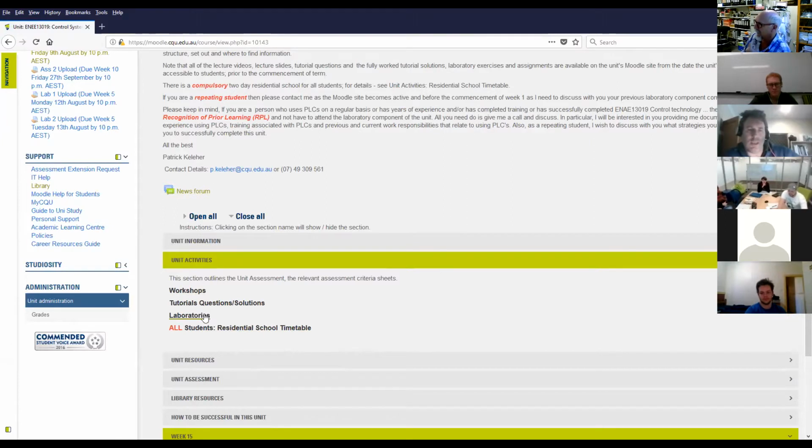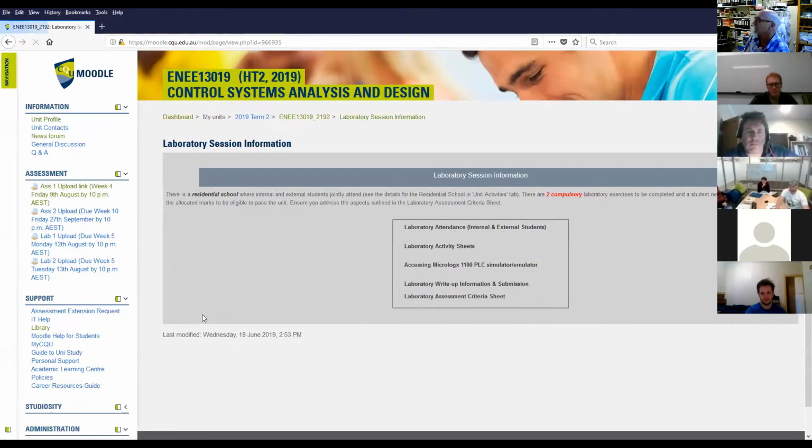All right, so as I say, get familiar with this and feel comfortable with it. The other thing, these are all activities, so laboratories, of course. Now, the other key thing is that PLCs is something we've been doing for a few years now, but it's quite introductory. So the reality is that if you've done ENEE, I think it is, 13 something or other, control technology as an AD unit, then we'll give you an exemption for the laboratories. Okay, so you would have seen that on the forum notices.